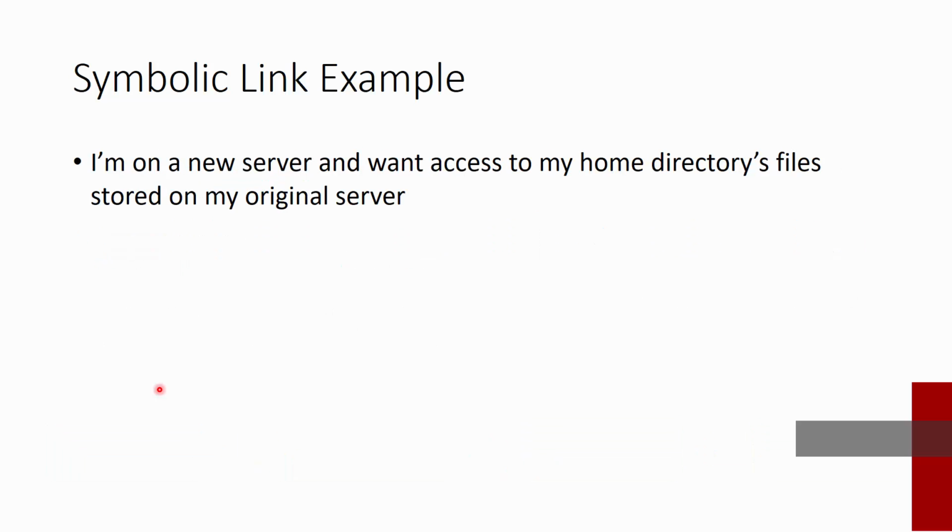Alright, let's take a look at an example. So pretend I'm on a new server, but I want access back to my home directory's files that are stored on the original server. Since I can't access them without logging in with, say, an SSH session, let's see if there's a way that I can link my way over there. So from the new server, I can use the -s switch in the link program, and I can create that to the home directory of my files, and I can give it a new name. So let me call my link out to this directory my files link.